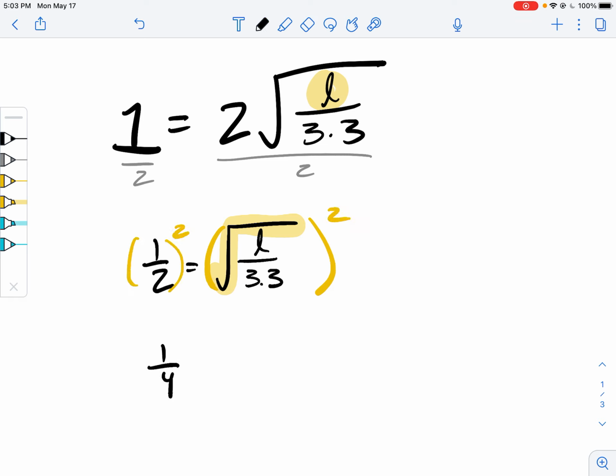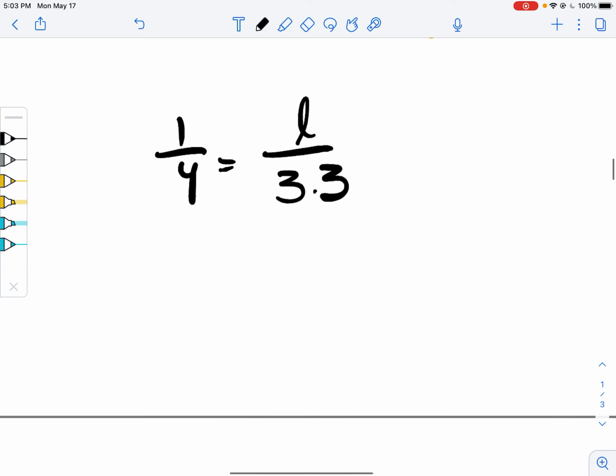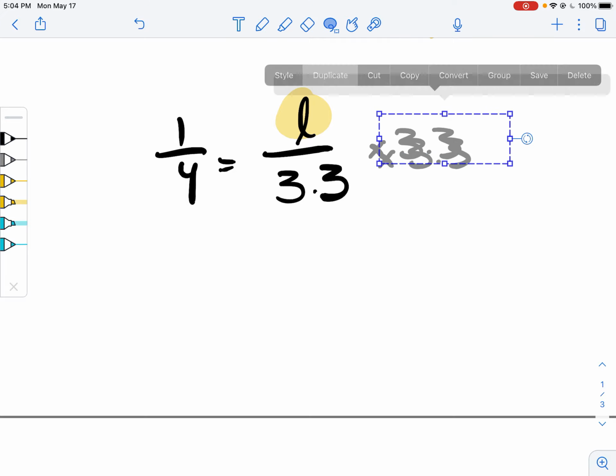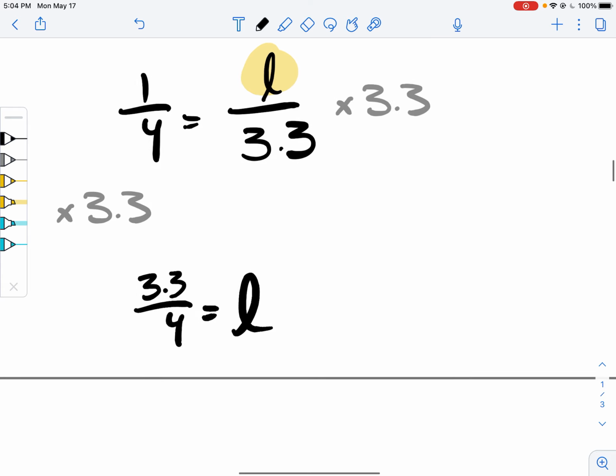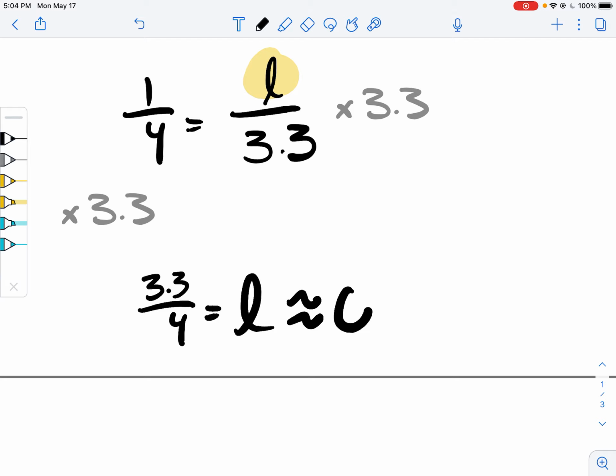So we get 1/4 equals L divided by 3.3. We're almost there. How can we get L by itself? Well, we need to undo divide by 3.3. So we multiply both sides times 3.3, which gives us 3.3 over 4. It's approximately 0.8.